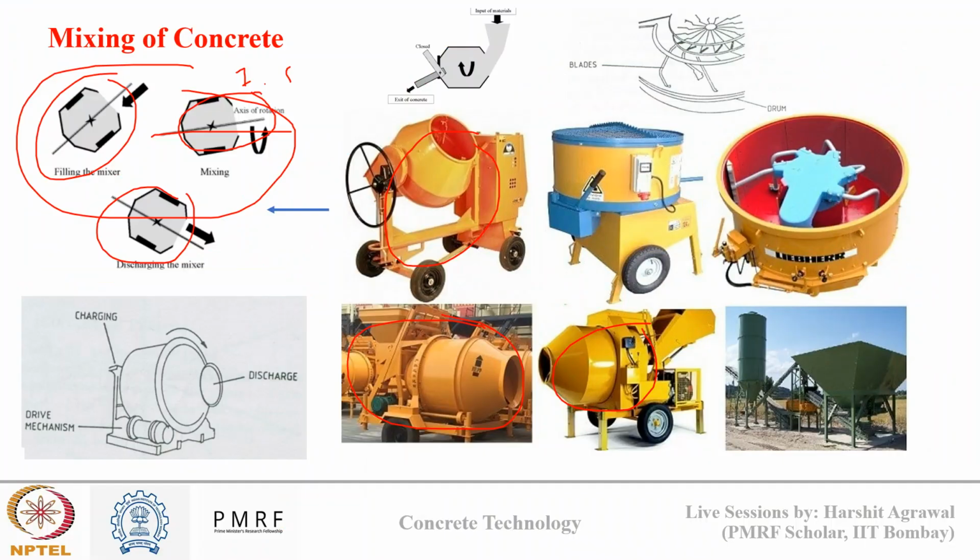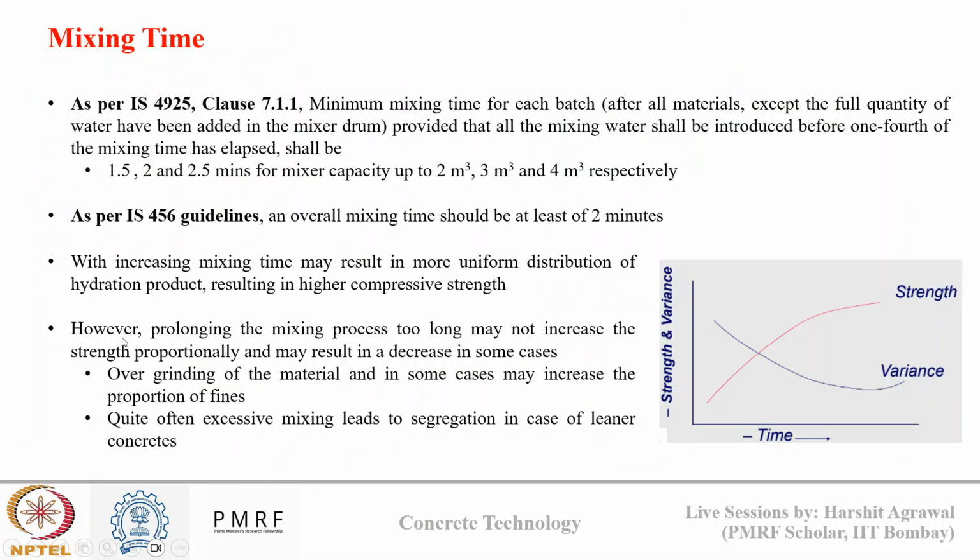Then after tilting drum mixer, there is non-tilting drum mixer, where mixers are not allowed to tilt, but the drum rotates along its horizontal axis. And for discharge, there is a blade arranged in an inclined position that will receive the concrete mix. Okay, so you can see here in this image.